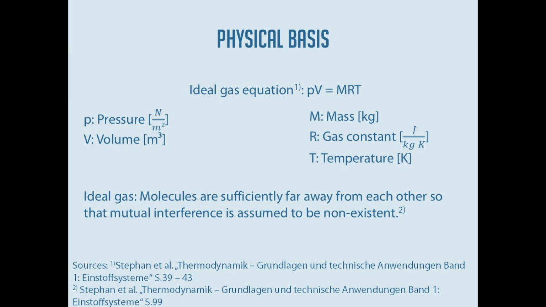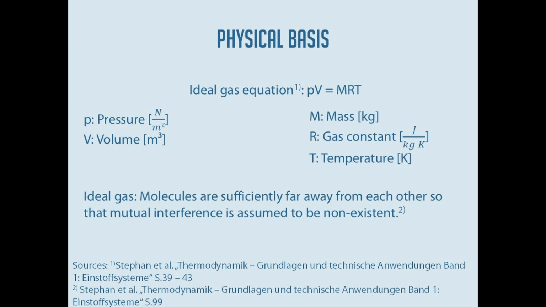So, the basis for everything is the ideal gas equation, which is P times V equals m times R times T. I'll come to that in a moment. Let's first look at the quantities in this equation. We have the pressure P in Newton per square meter. We have the volume V, which is best given in cubic meters, the mass or weight m in kilograms.